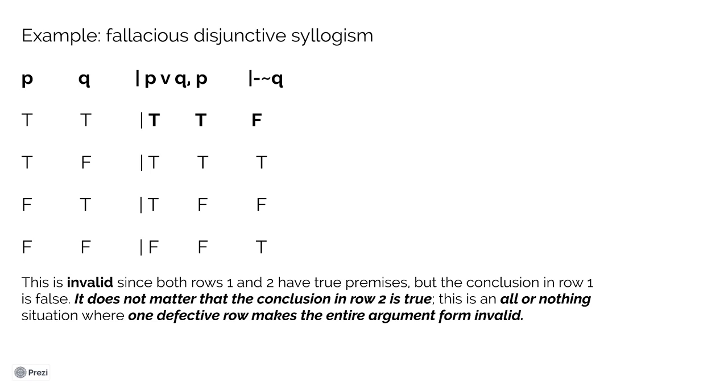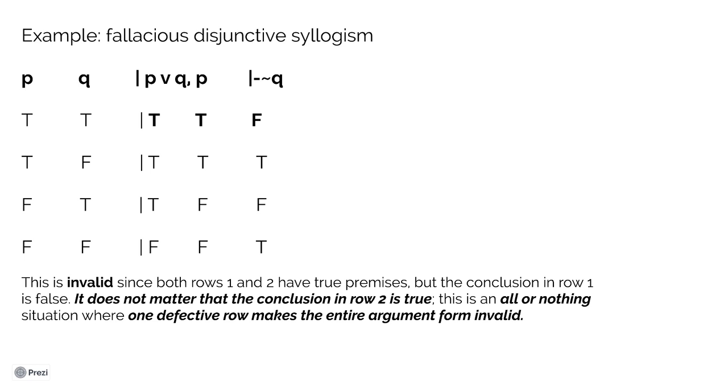Yet none of that matters, because in line 1, premise 1 is true, and premise 2 is true, which means in a good argument, the conclusion should follow. However, the conclusion is false, which means the conclusion did not follow from the true premises, and so we have an invalid argument. Again, it does not matter that the conclusion in row 2 is true and the premises were true. This is an all-or-nothing situation where one defective row makes the entire argument form invalid.